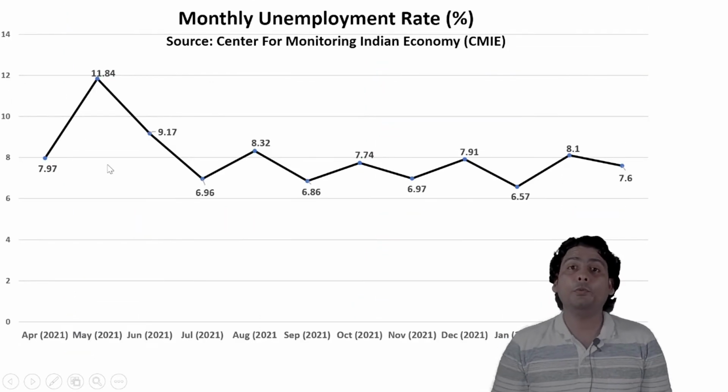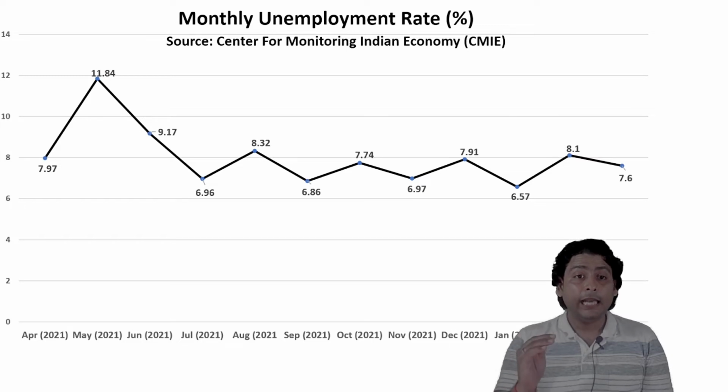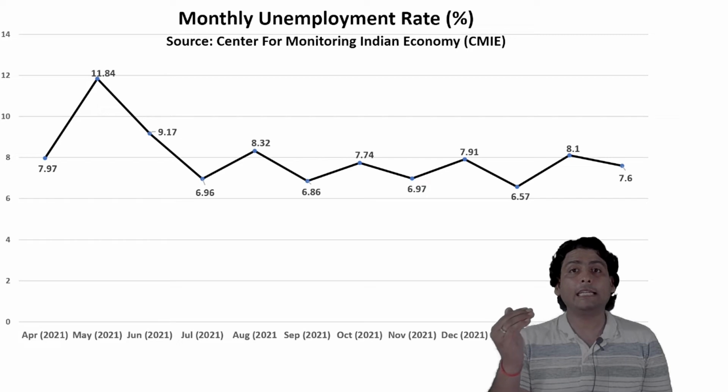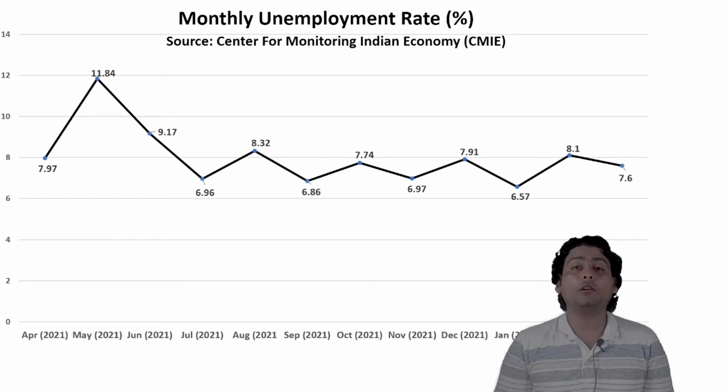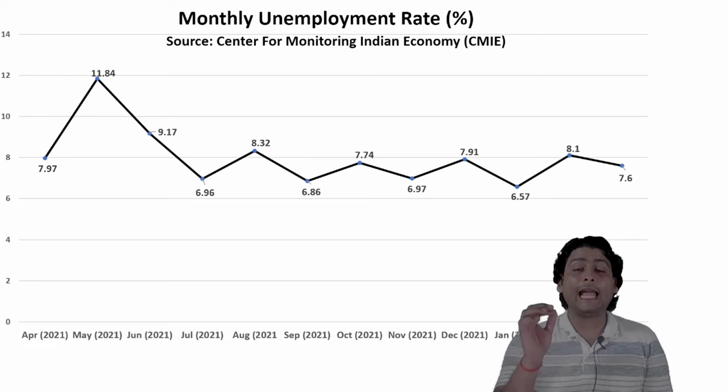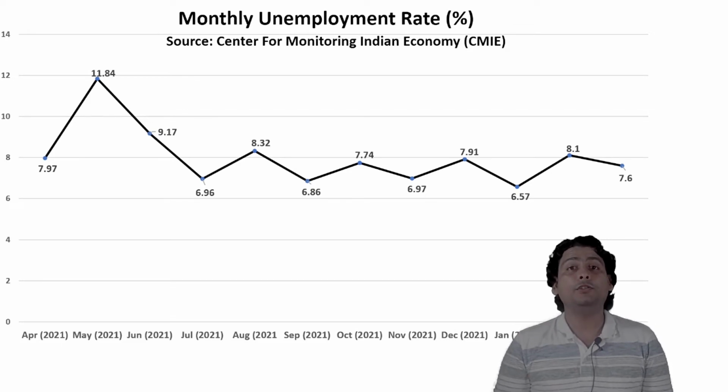This is the monthly unemployment rate of India, and you can see in April 2021 it was 7.9%. However, it shot again to a record high of 11.84% in May 2021, post which it started declining. Now, if you remember, in May 2021, the second wave of COVID-19 was at its peak, and so many people in India lost their life. The country was in a state of complete lockdown, and hence this high rate of unemployment is there. But as soon as the economy reopened by July, you can see the unemployment rate started declining.